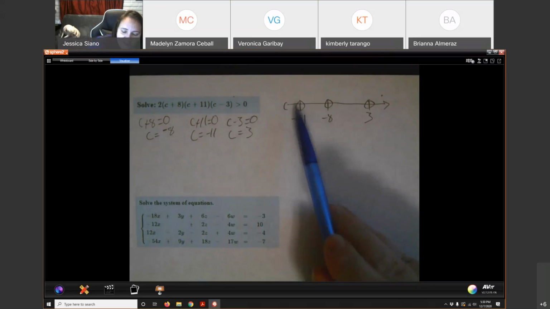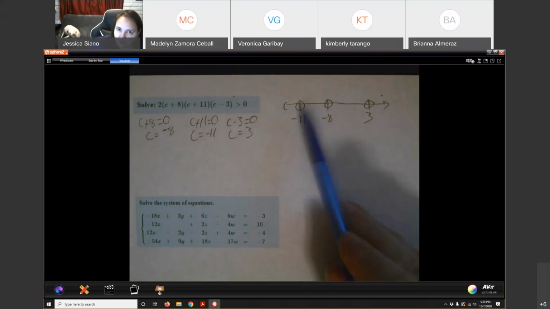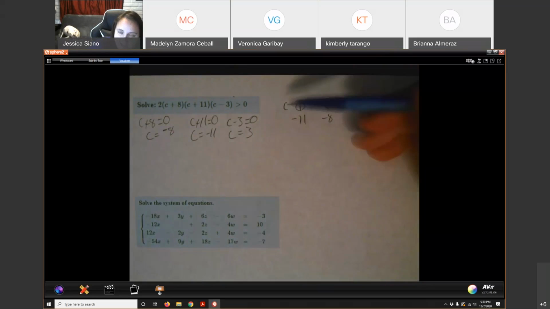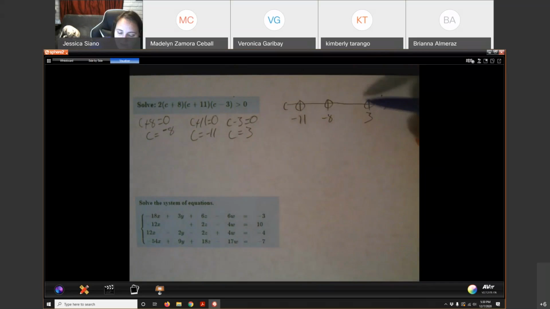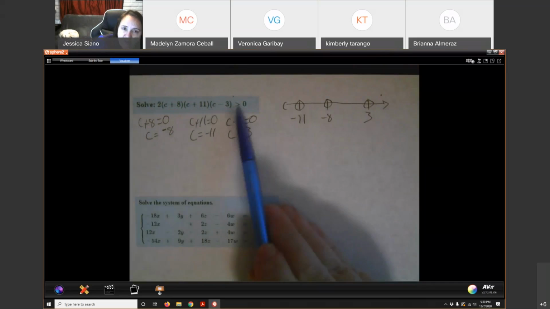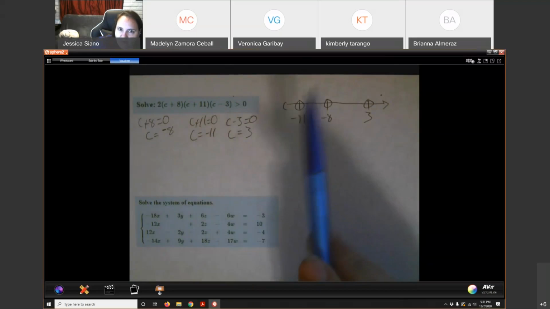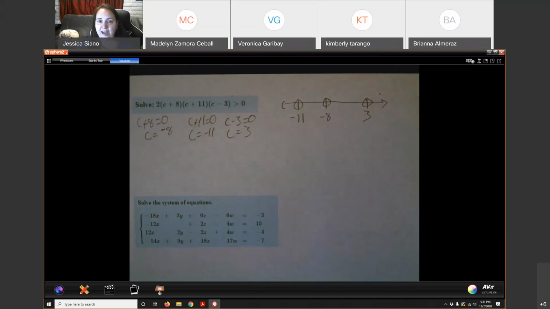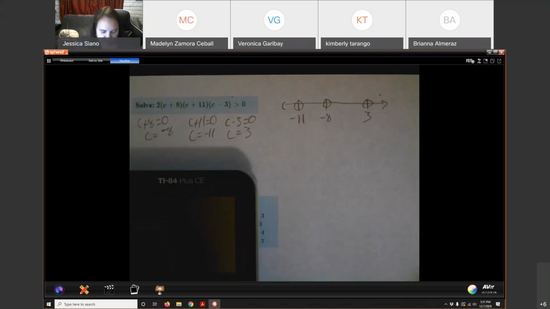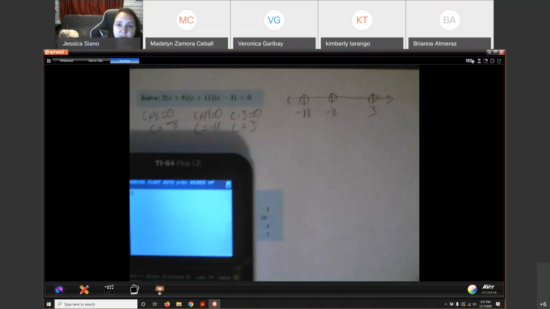And now what I'm going to do is test values. What I've done with these circles is I've broken this graph up into sections. There's the section to the left of -11, in between -11 and -8, in between -8 and 3, and to the right of 3. And I'm going to test a value in each one of those sections and see what happens when I plug it in. I want it to be greater than 0. So if I test a number and when I plug it in, it is greater than 0, then I'm going to shade that section of the graph in. When I test a number, if I get a number less than 0, I'm not going to shade that section of the graph in. So let's see what I mean.